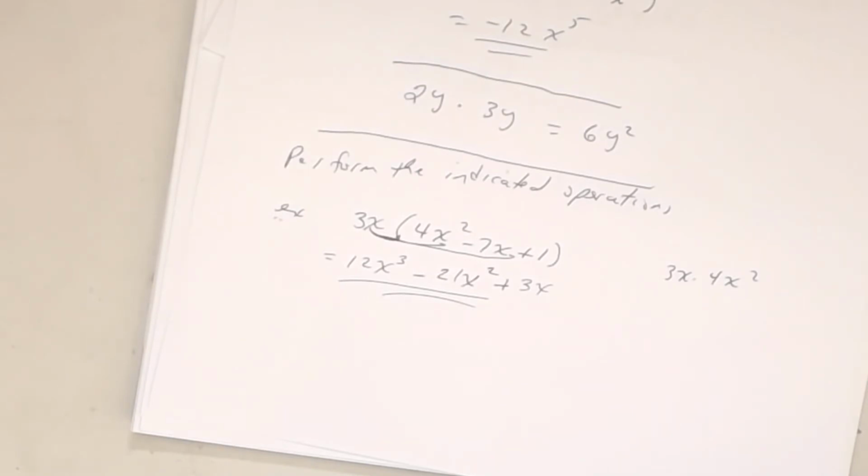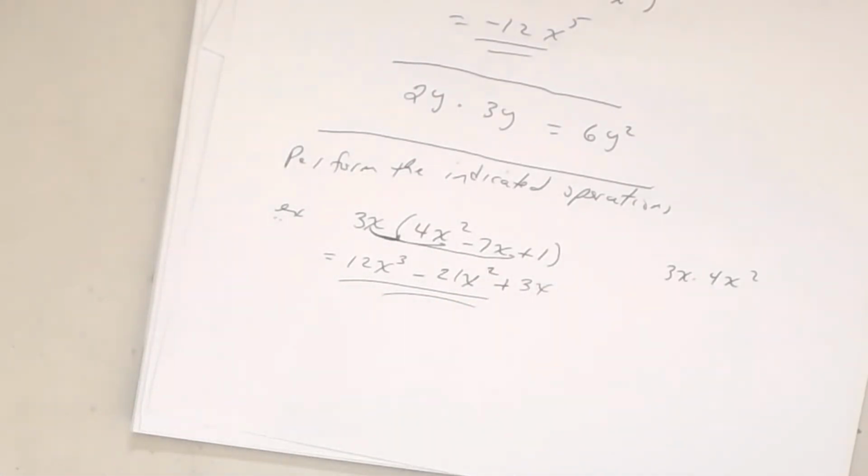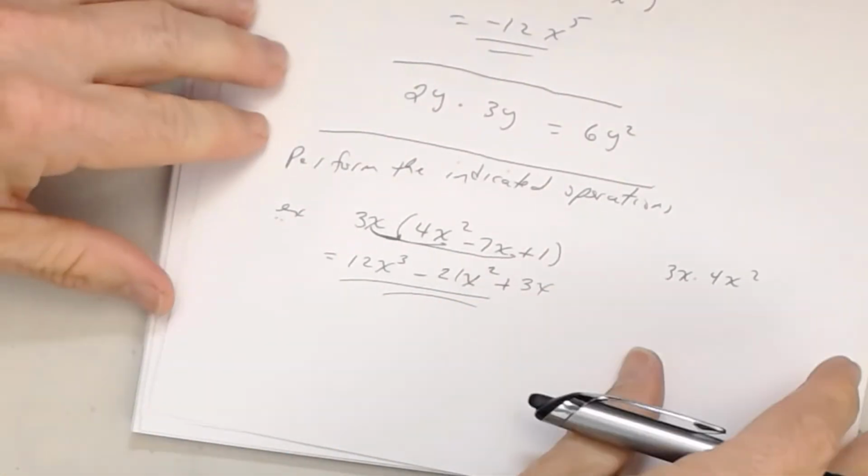Can I combine any of those three terms? Or which ones can I combine? 12x. No. You can't combine any of them. They all have different exponents. Remember, like terms are terms that have the same variables raised to the same exponent. They're all different. This is a 3, this is a 2, this is a 1. All right.